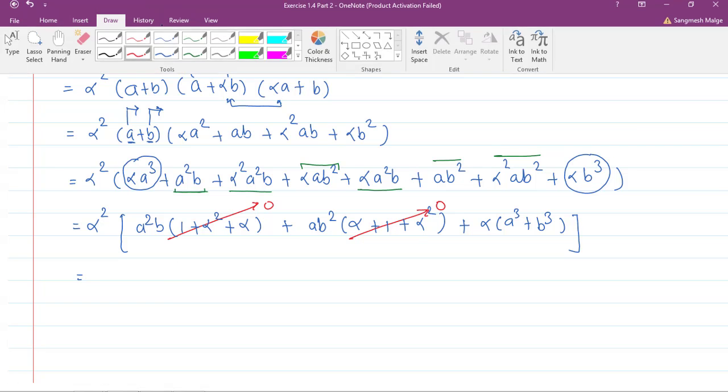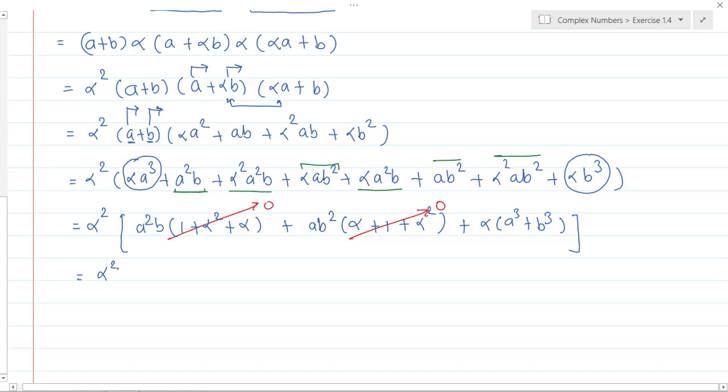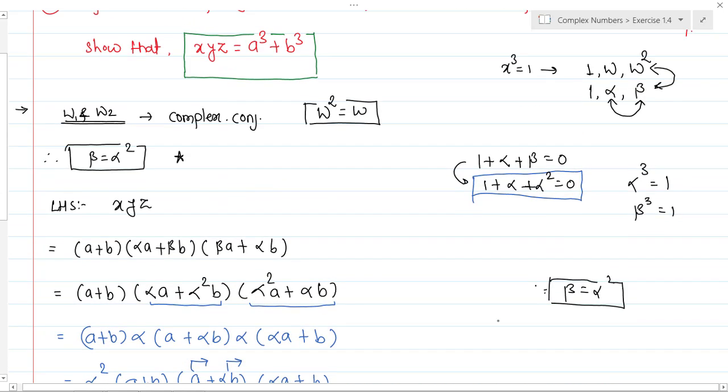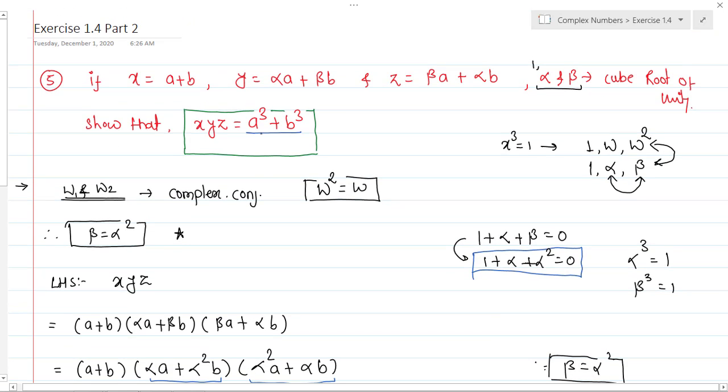So काय राहिला आता, alpha square into 0 plus alpha into a cube plus b cube. Okay, which is nothing but alpha square into alpha becomes alpha cube into a cube plus b cube. This is equals to, what is alpha cube value? 1. It's 1 into a cube plus b cube. Very good beta, very good. Okay, so what we get, this is equals to a cube plus b cube, which is nothing but the RHS of the given question. See here, this is nothing but a cube plus b cube.